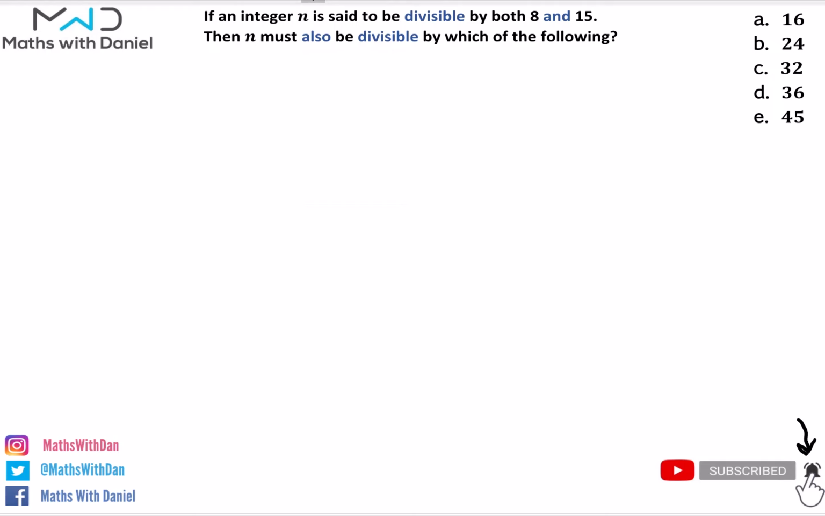Okay, now let's get straight into it. It says if an integer n is said to be divisible by both 8 and 15, then n must also be divisible by which of the following? We've got 16, 24, 32, 36, and 45.